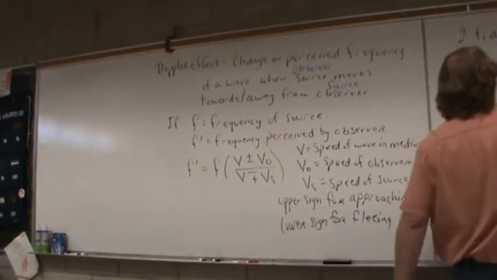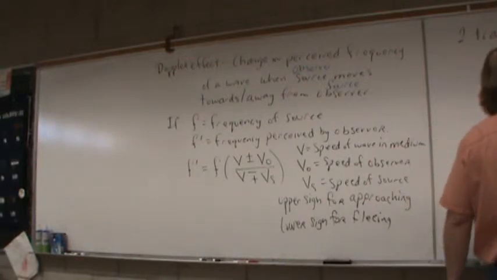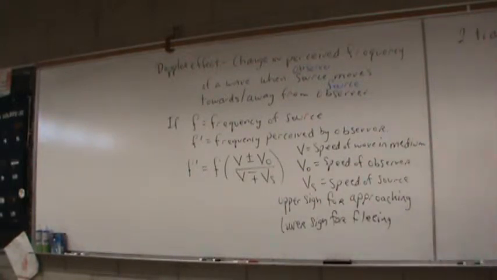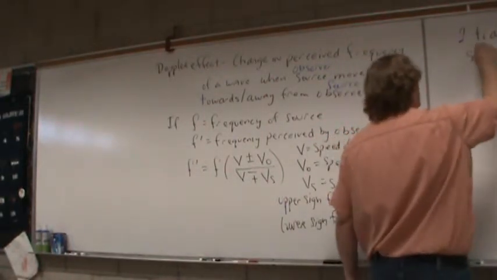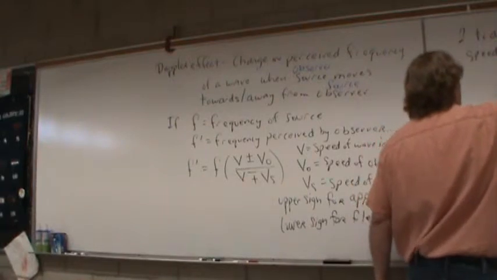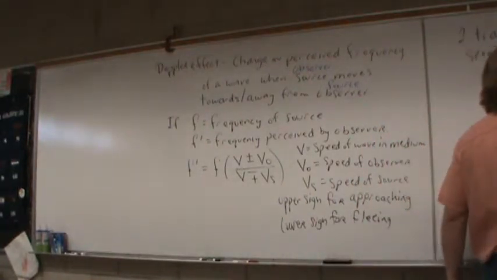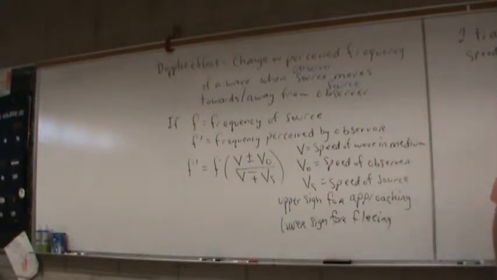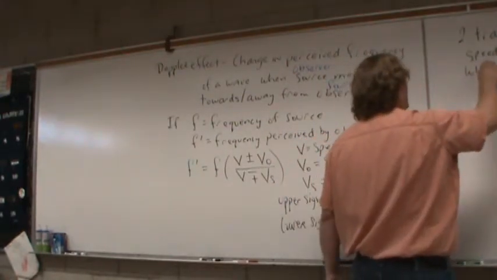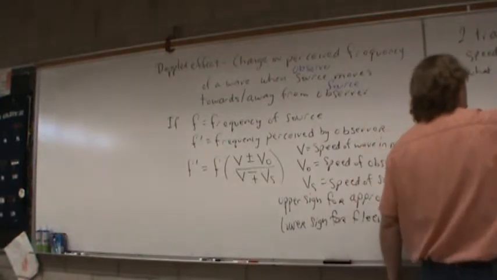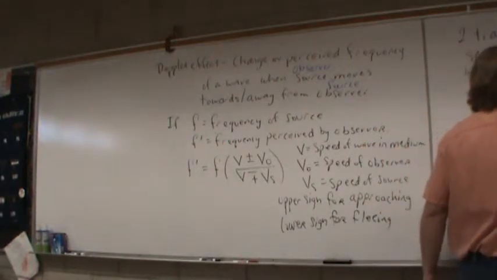Okay, so we got 2 trains approaching each other at approximately 220 miles an hour, 100 meters per second. They're approaching each other at 100 meters per second. Speed of sound in air is 340 meters per second. And the source is a train whistle at 200 hertz. The source frequency is 200 hertz. These two trains are approaching each other. What frequency do I hear? What frequency does the observer hear?